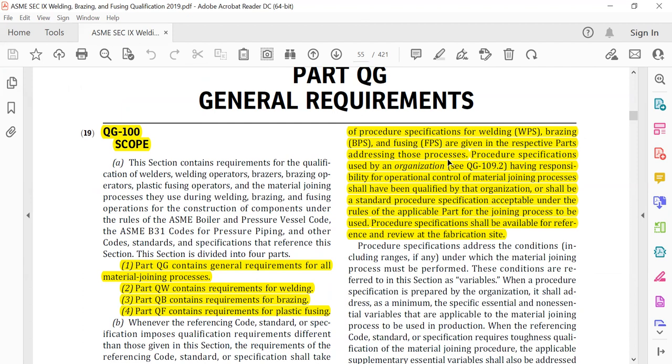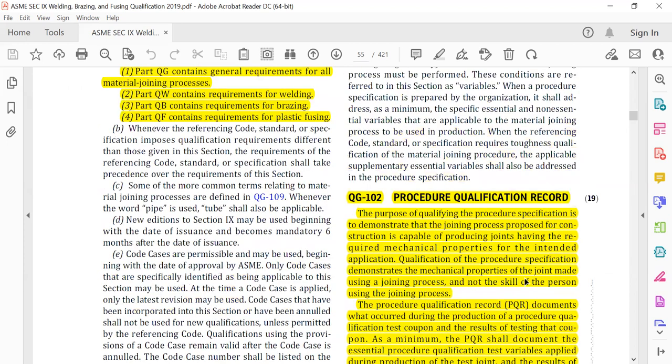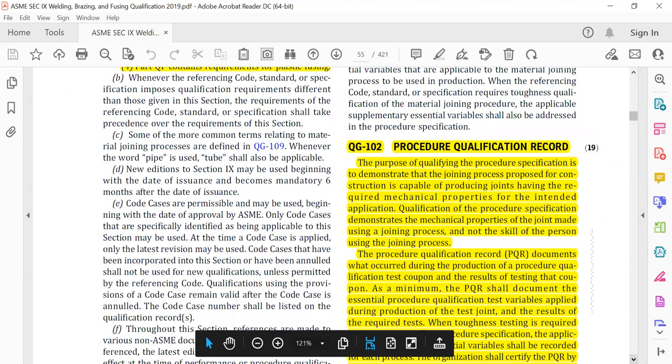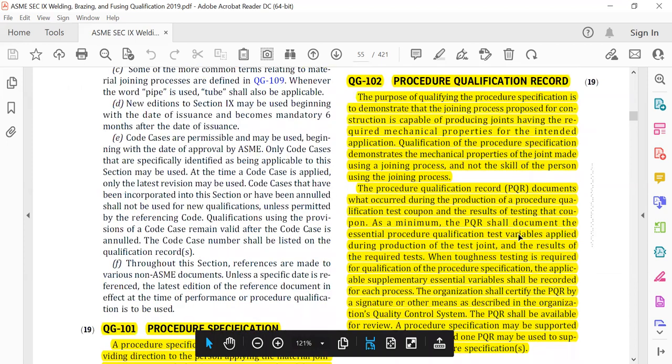The procedure specification used by the organization having responsibility for the operational control of the material joining process shall have been qualified by the organization. There shall be a standard procedure specification acceptable under the rules of the application part for the joining process to be used. Procedure specifications shall be available for reference and review at the fabrication site. So it should be at the fabrication site on a board, so the welder can have access, and even the welding supervisors and welding inspectors should all have access.